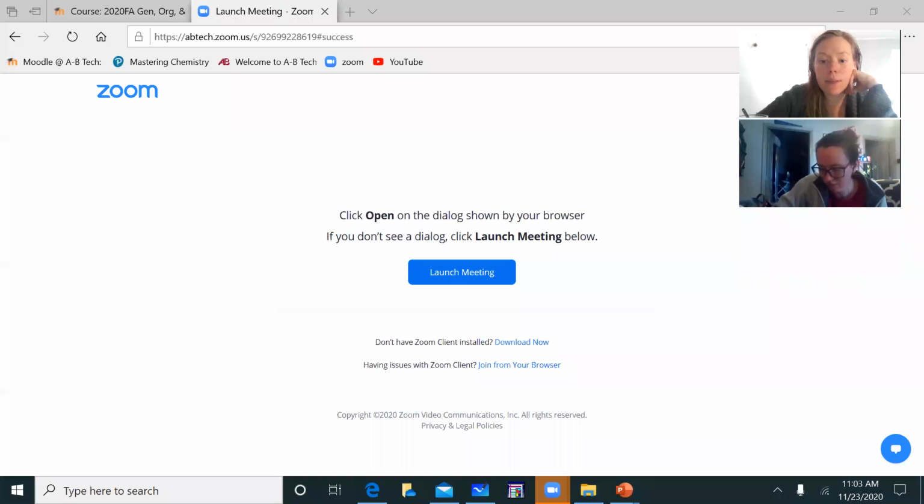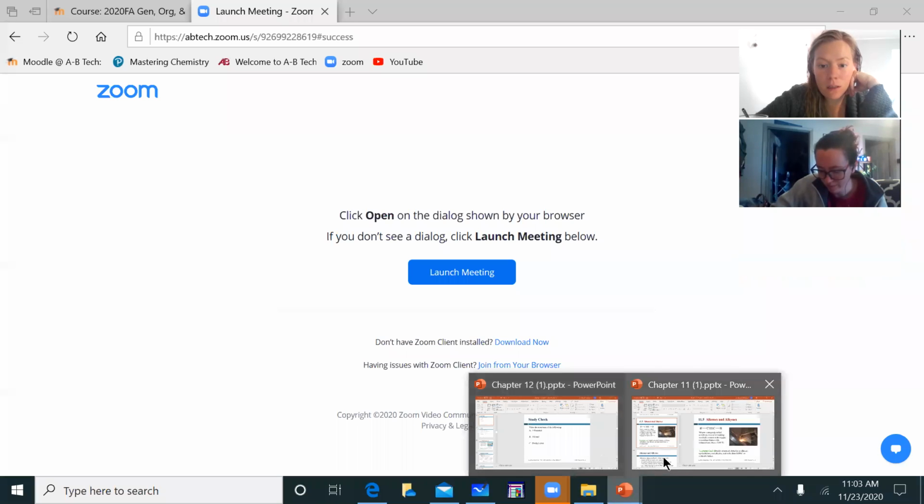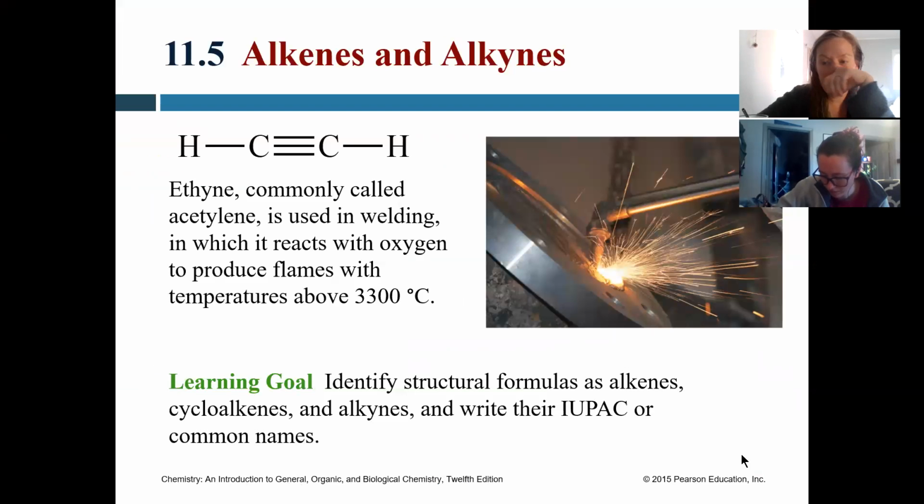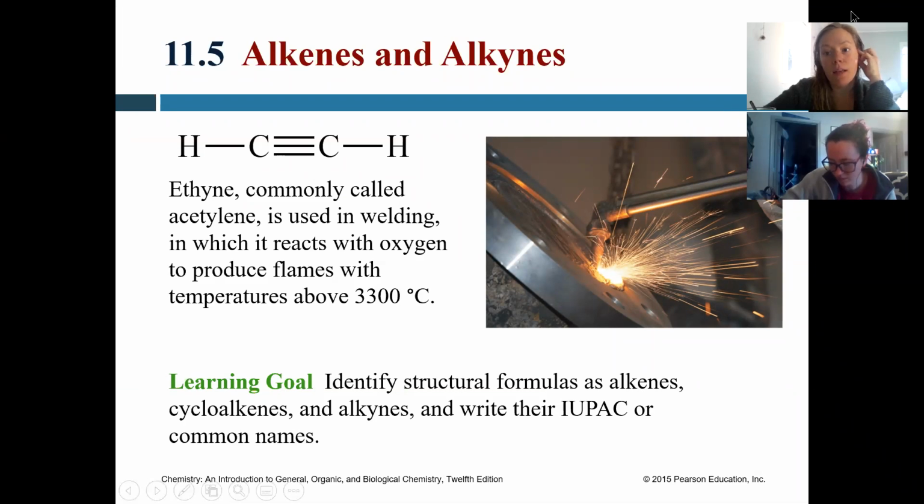So let's take a peek here. All right, so chapter 11. Thus far, we've talked about just alkanes. So for our hydrocarbons, hydrogen and carbon mixed together, we've been looking at alkanes, ANE, meaning that all the carbons are single bonded to each other. Sometimes they're called saturated hydrocarbons because they have the maximum number of hydrogens you could fill it.